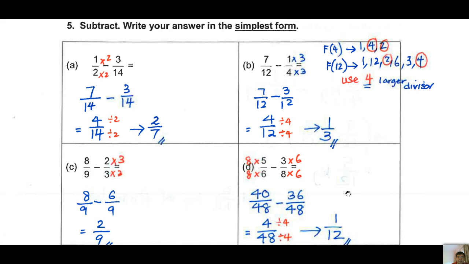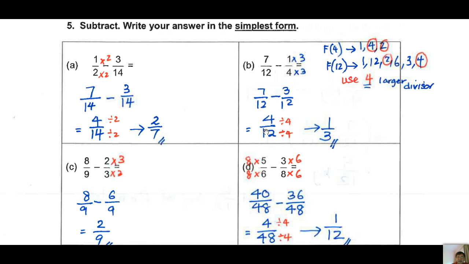Again, subtraction. Very similar. I'll show you this part. 7 over 12 minus 1 over 4. Now you've got to convert this 4 to 12. Okay, so actually you have this. All right, you have 7 over 12 minus 3 over 12, which is 4 over 12.